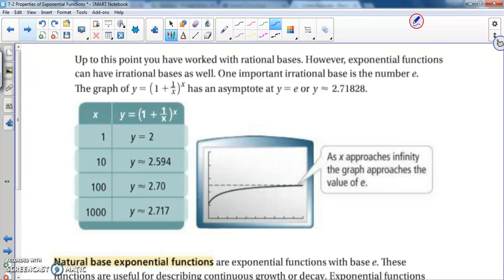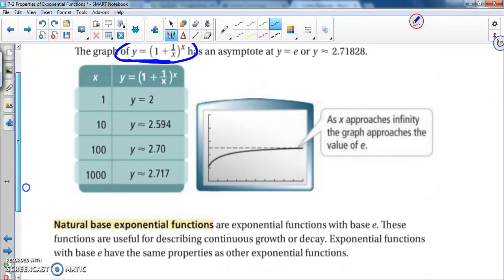Up to this point, we have worked with rational bases, however, we also can have exponential functions with an irrational base. One very important irrational base is the number e, and the graph of y equals 1 plus 1 over x, to the x power, has an asymptote at y equals e, or y is about 2.71828. So this is the line e, and this is the equation where the asymptote is at y equals e.